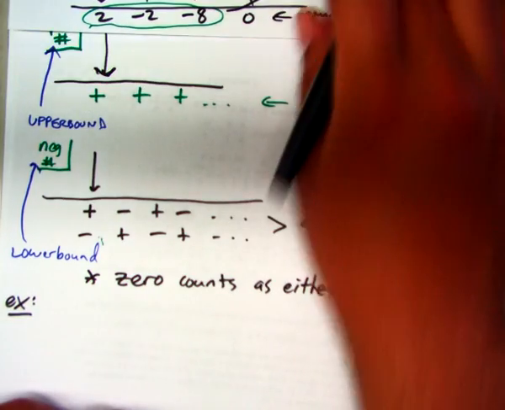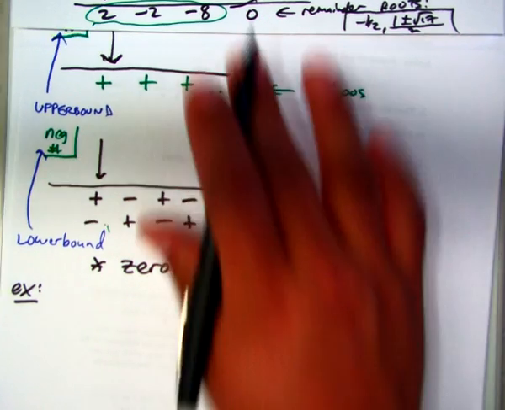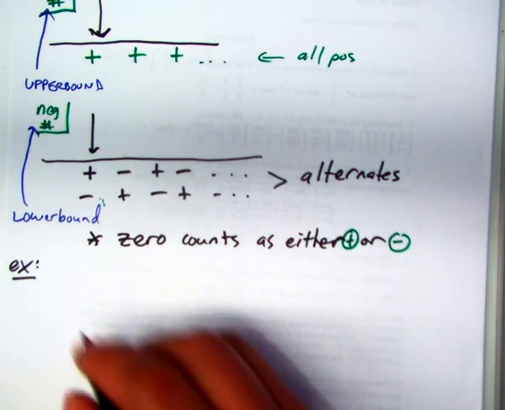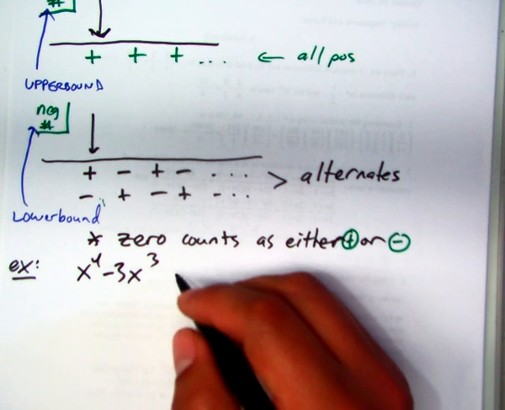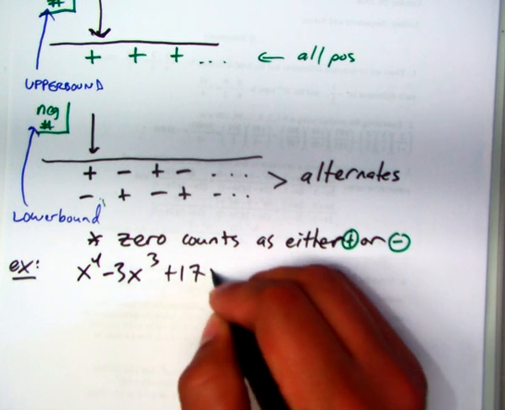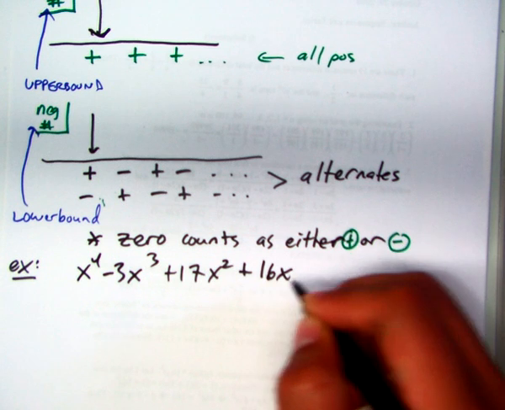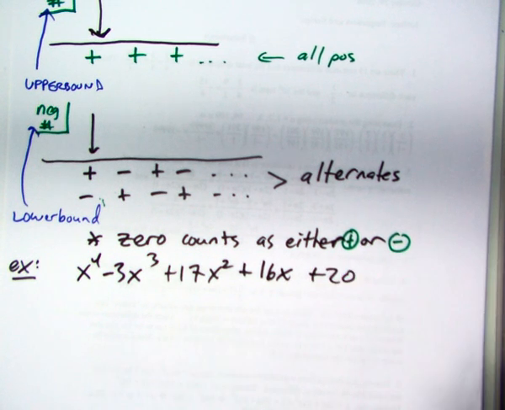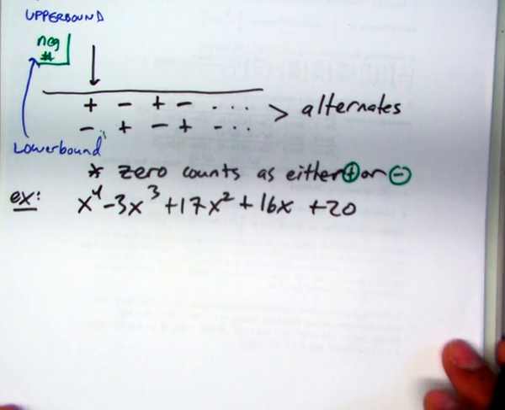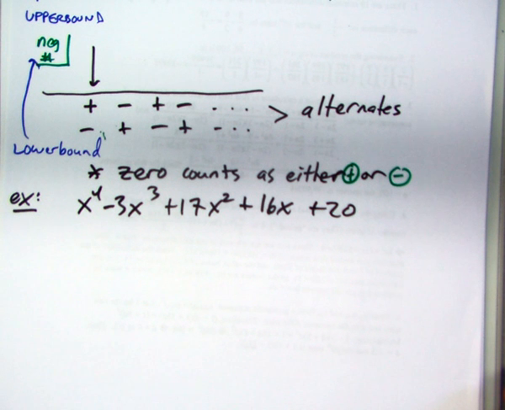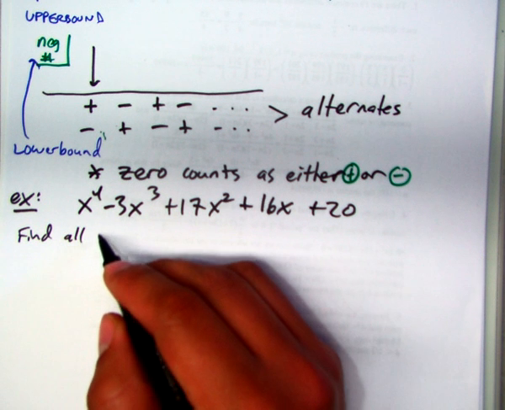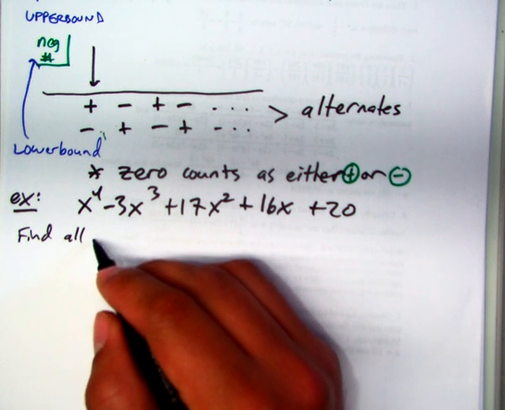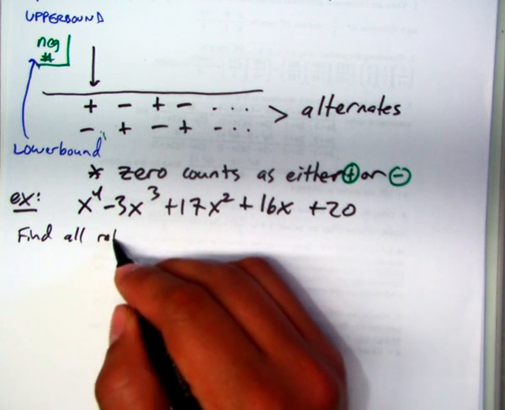Now I'll illustrate how to find the lower and upper bounds with an example. So let's say we have a polynomial x to the 4 minus 3x cubed plus 17x squared plus 16x plus 20. Okay? And we want to find all the rational roots.